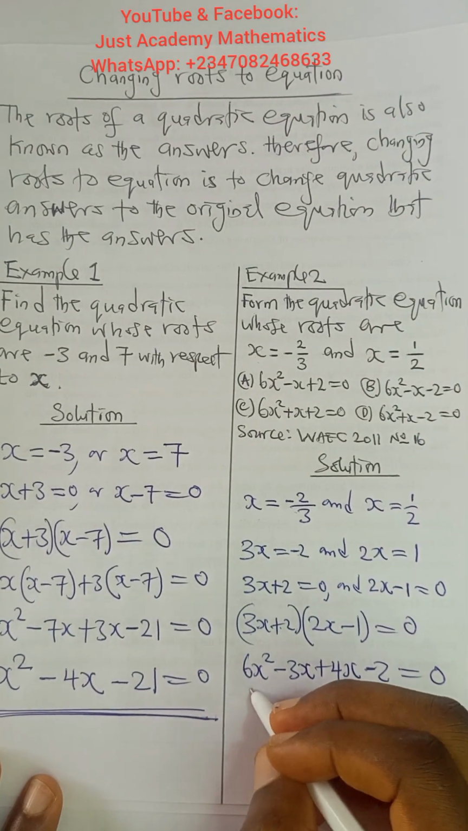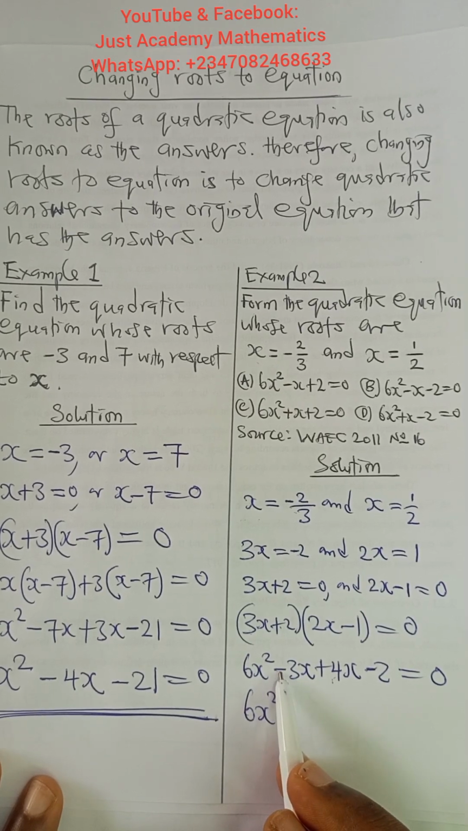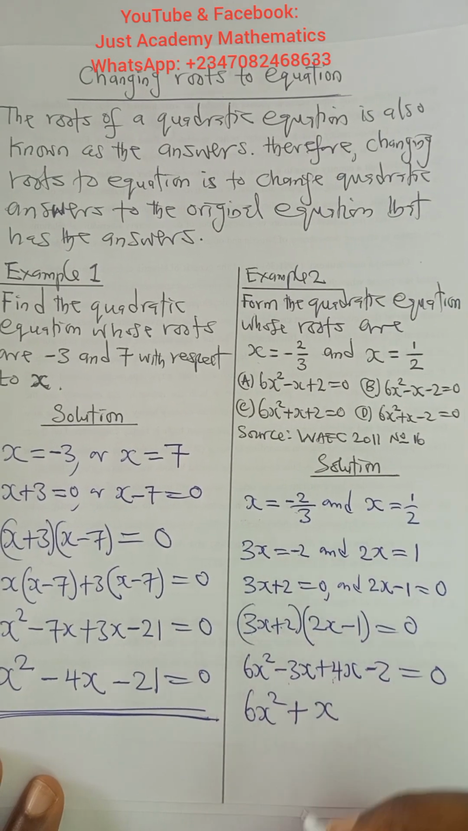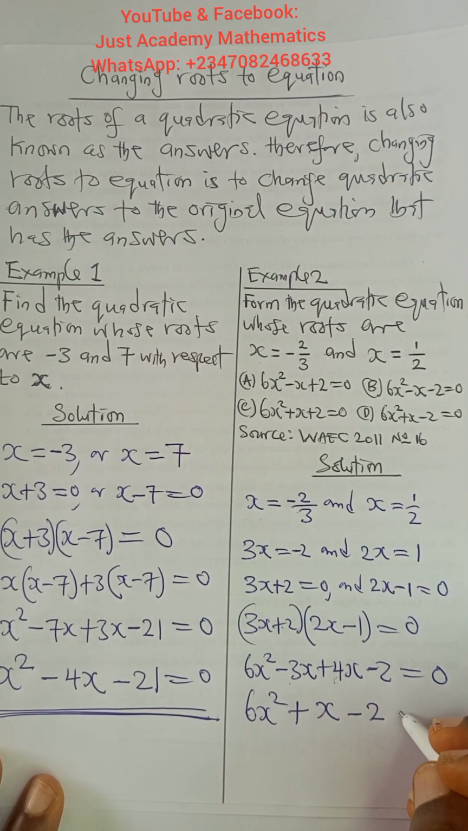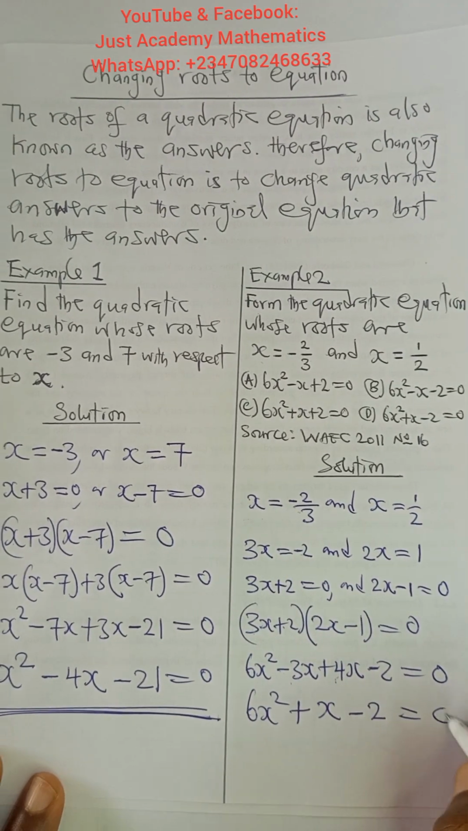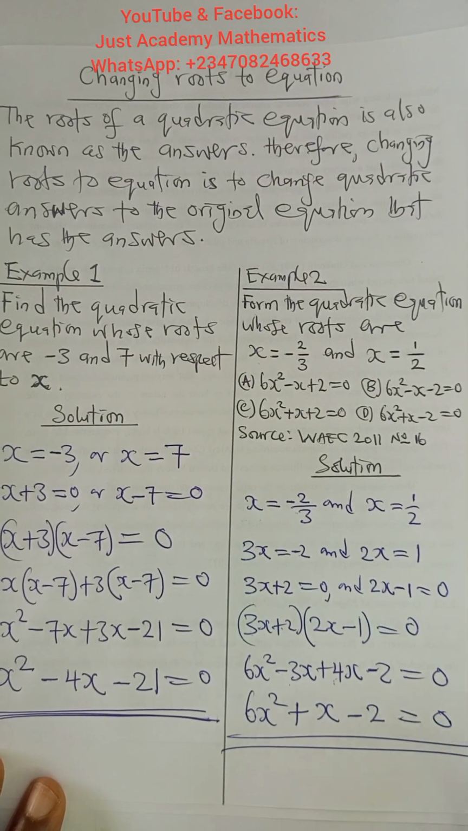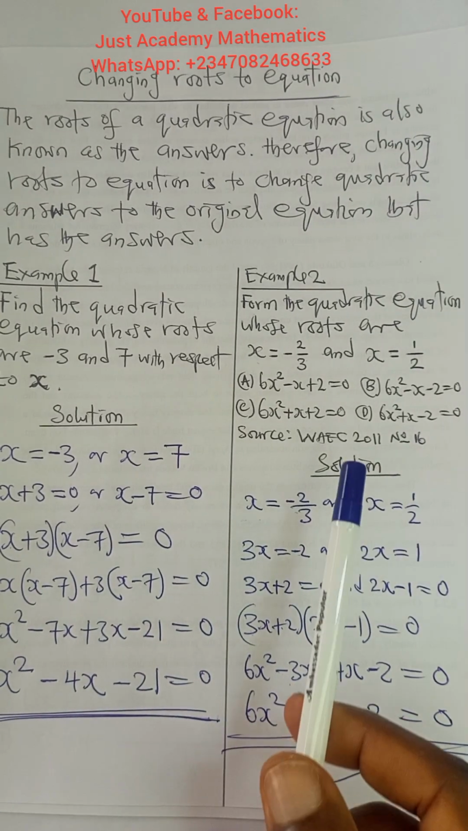Therefore, we conclude that 6s squared, these two are in the same family. Minus 3s plus 4s will give me plus s. Then minus 2 is equal to 0. And if you look at it carefully, that is option D. So option D is the correct answer here.